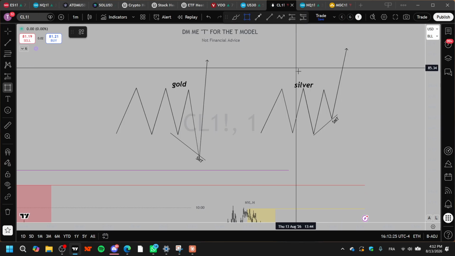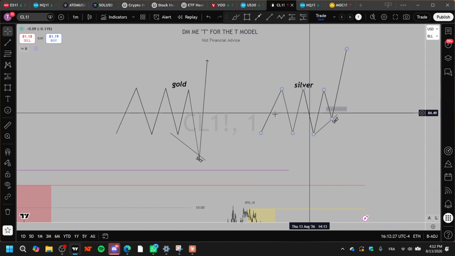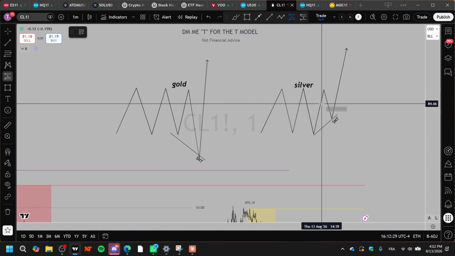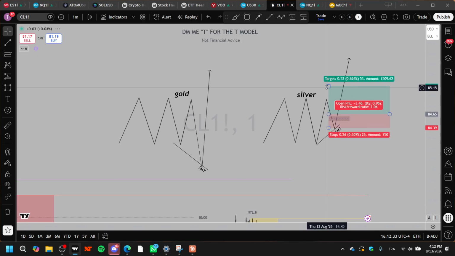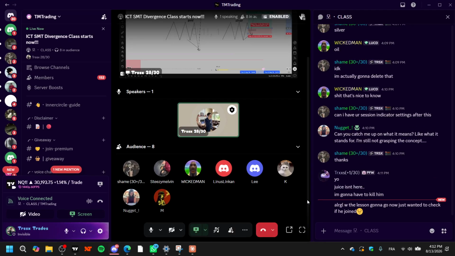And what do we look for? Such as the iFVG class that we had right here, for longs off of an inversion fair value gap right here. And then we put our stop right there at the bottom of the SMT.